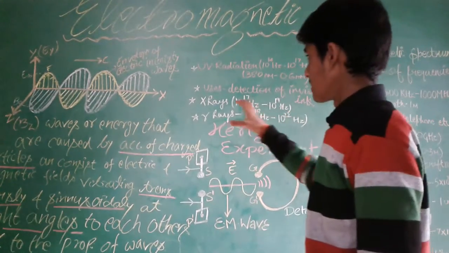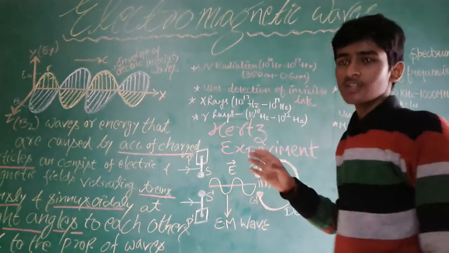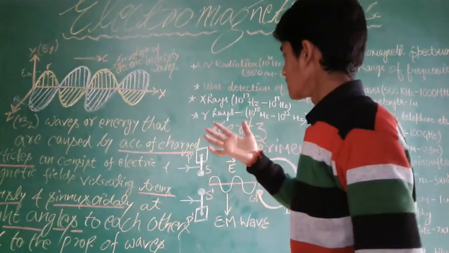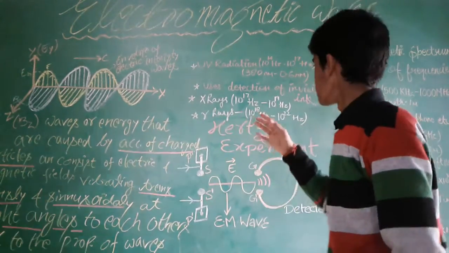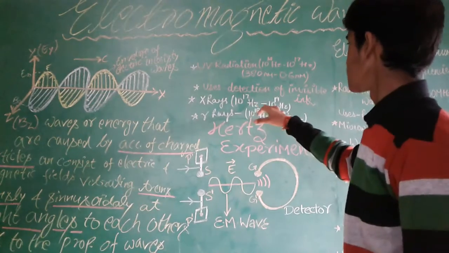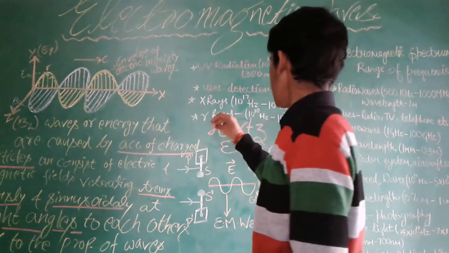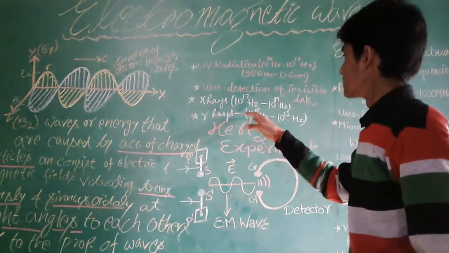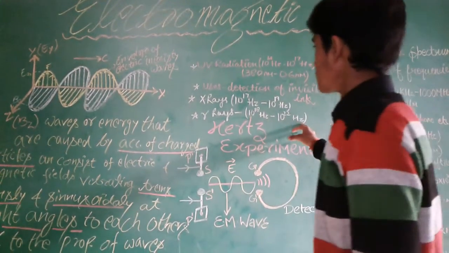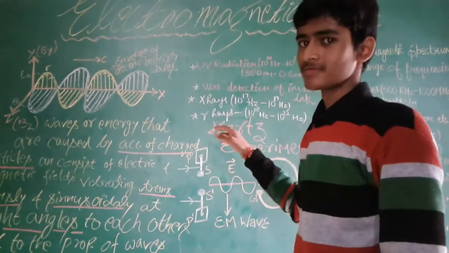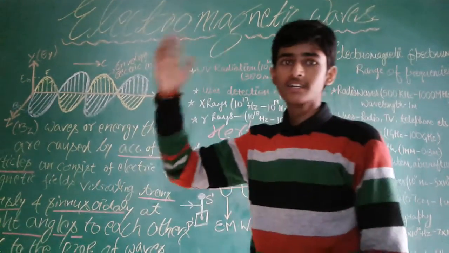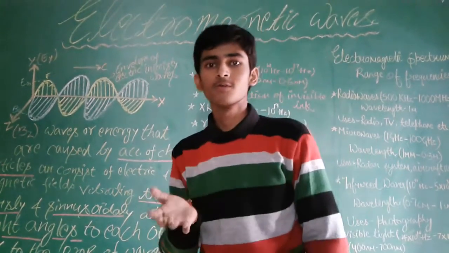Now next is X-rays. These are very important electromagnetic waves used in pharmacy and all. These are used to see the structures of bones and many other medical purposes. X-rays range from 10 power 17 hertz to 10 power 19 hertz. Next is gamma rays. These are 10 power 18 hertz to 10 power 22 hertz. Gamma rays are radiated when an electron of higher energy level jumps to a lower energy level.